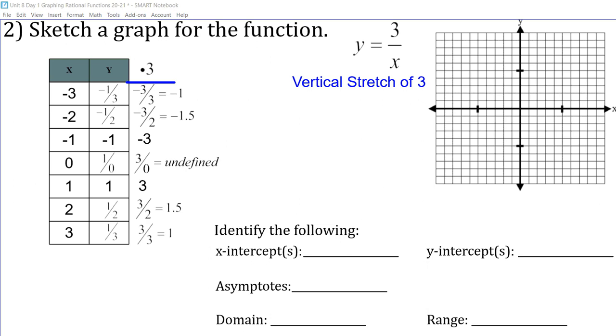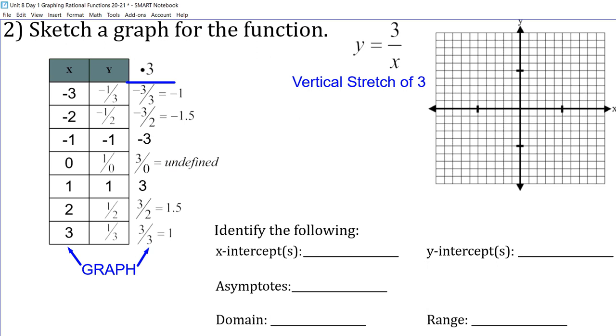So as I multiply all the outputs by 3, look what we get. We've got a -1, a -3/2, a -3, 3 over 0. Well, that's still undefined. We can't take 3 things and put them into nothing. They're still going to exist, so that's still undefined. We now have a 3, we have a 3/2, and we have a 1. So how are we going to make our graph? Well, these are now our new outputs, and our inputs are still here. So we're going to plot the point -3, -1, -2, -1/2, and so on. Notice how a point should not be plotted at 0 because we do have an output that's undefined.